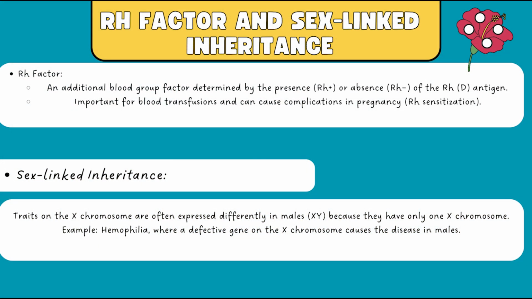Let's talk about some special cases. The Rh factor is a blood group trait that is independent of the ABO system. People can be Rh positive or Rh negative, and this becomes very important in blood transfusion and during pregnancy. Additionally, sex-linked inheritance refers to traits that are carried on sex chromosomes. Since males have only one X chromosome, they are more likely to express recessive traits found on it, like hemophilia.